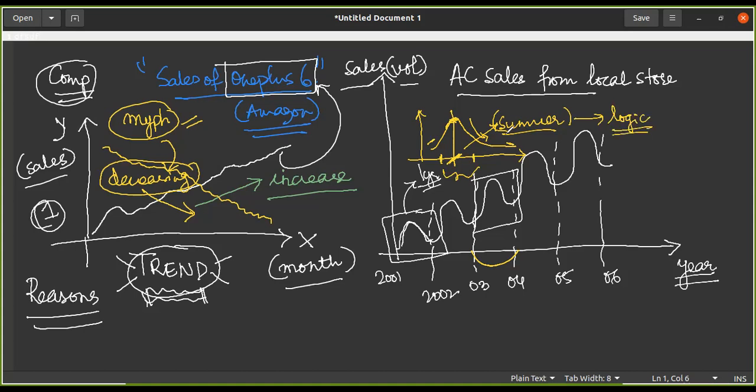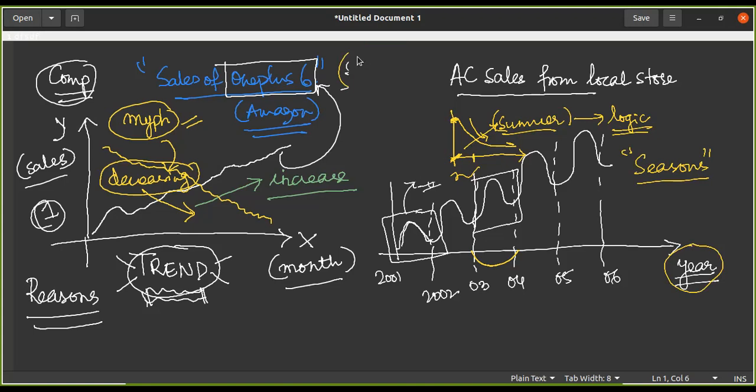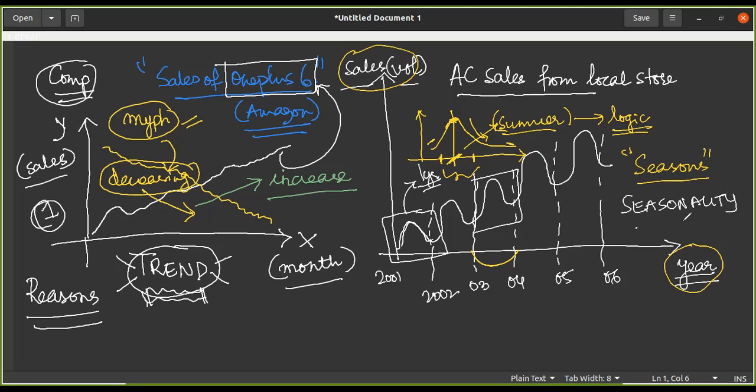Now, why are we looking into this? Because this component tells us if our use case or our data is dependent on any kind of seasons or any kind of environmental factors. Hence, this property is known as seasonality. It means there is some seasonality in the data.